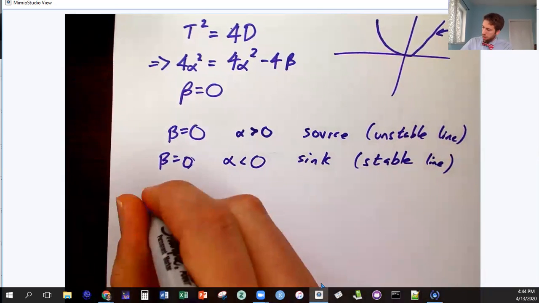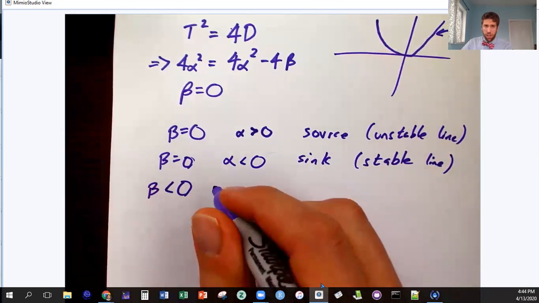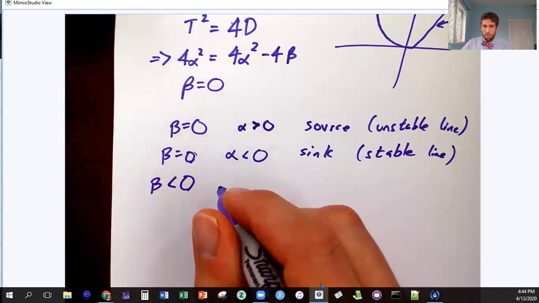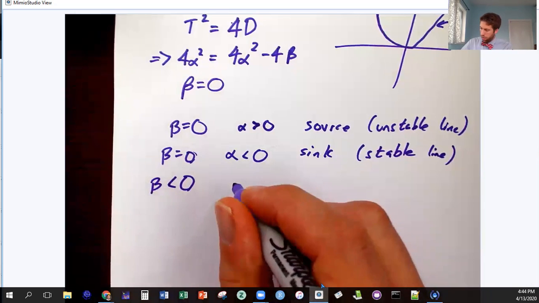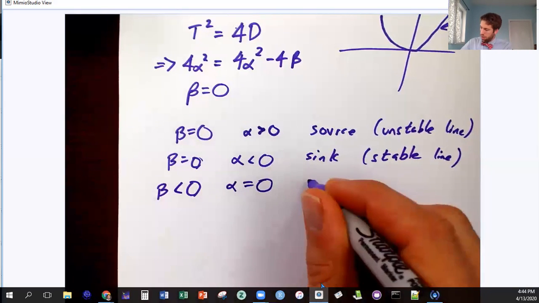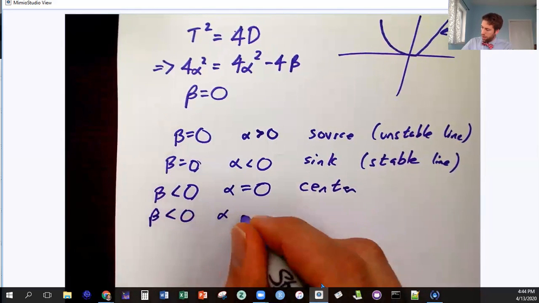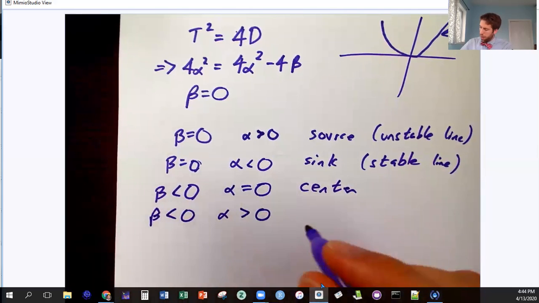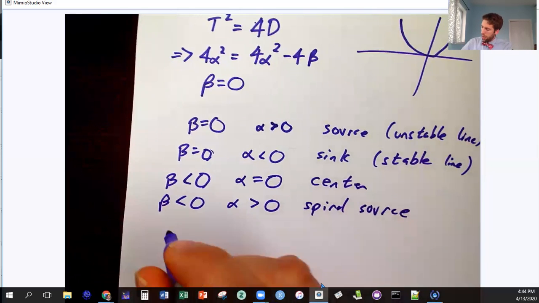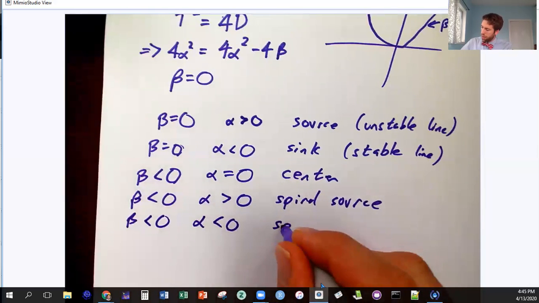And then if beta is less than 0, if you recall from the video, you can check out Desmos. I'll have the link if you've forgotten. Beta is less than 0, then we went up into the parabola. So alpha equals 0 was the center, and beta less than 0 and alpha greater than 0 gave us a spiral source. And beta less than 0, alpha less than 0, that gave us a spiral sink.